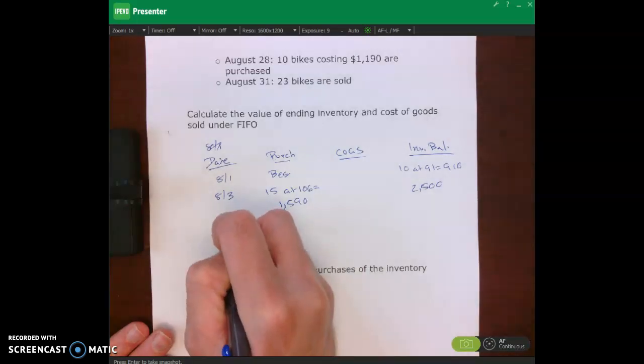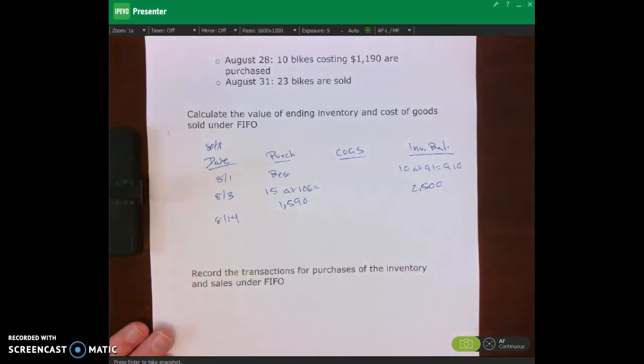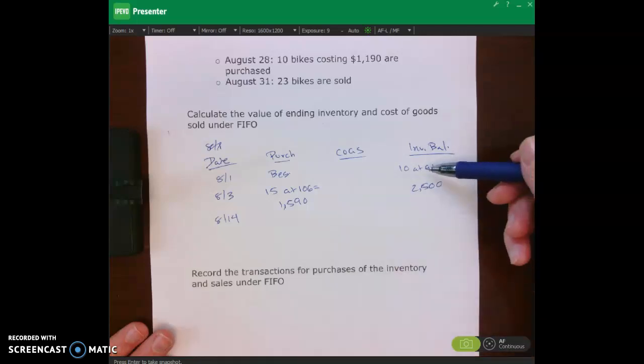On 8/14, it says I made a sale, that I sold 20 bikes. Now this is first in, first out. Which ones did I sell? Well, the ones that I sold, I start from the oldest. I assume that I sold the ones that I acquired first.